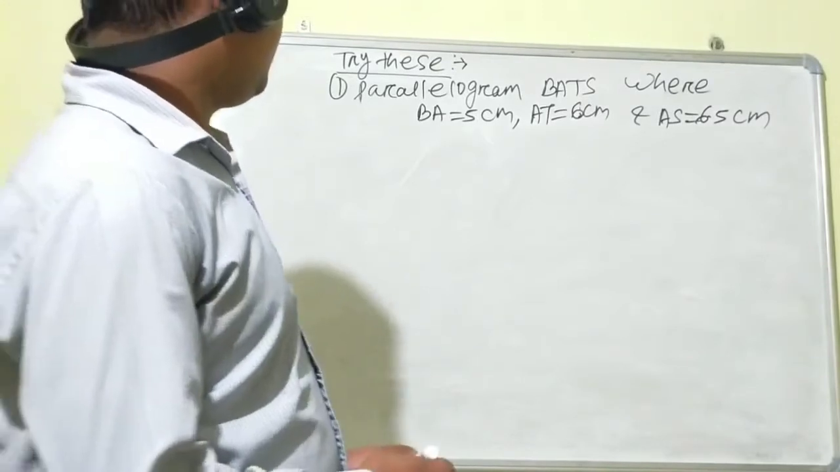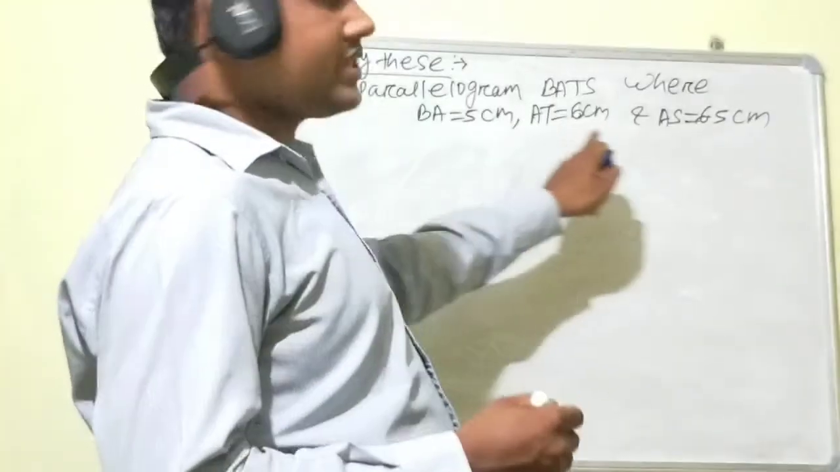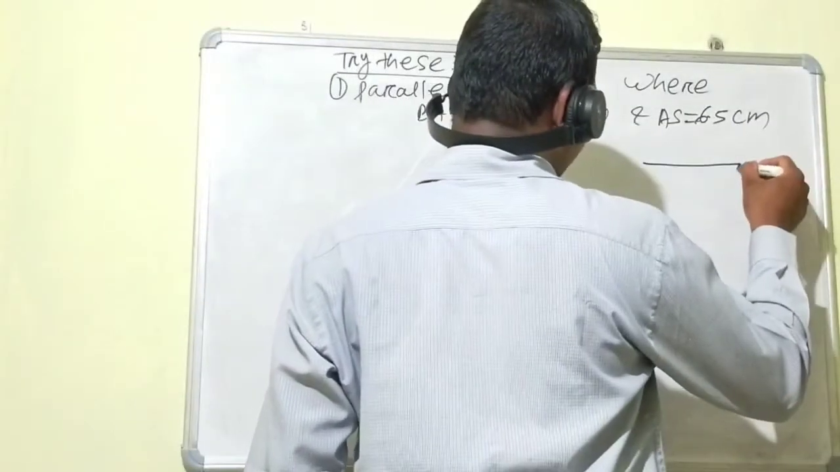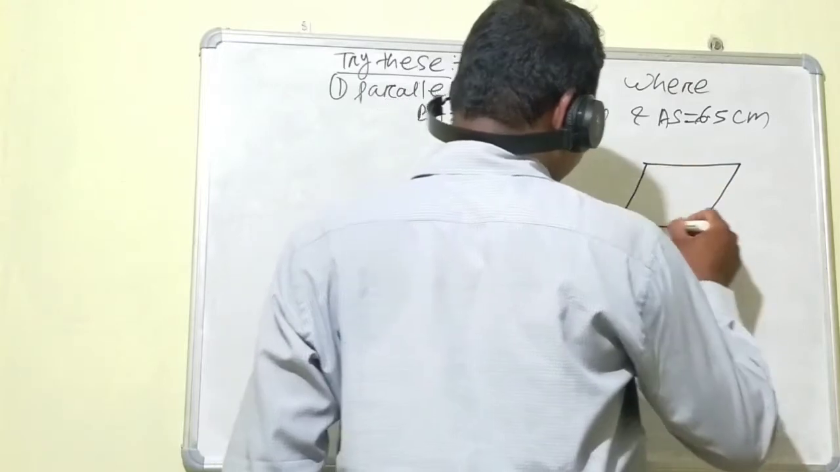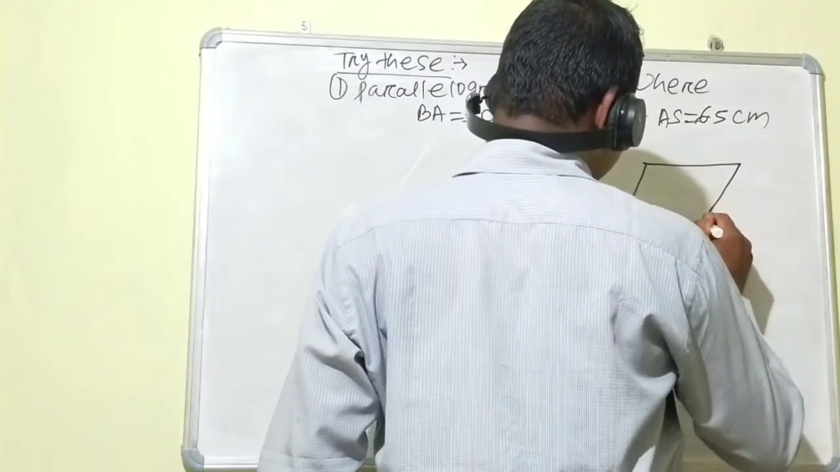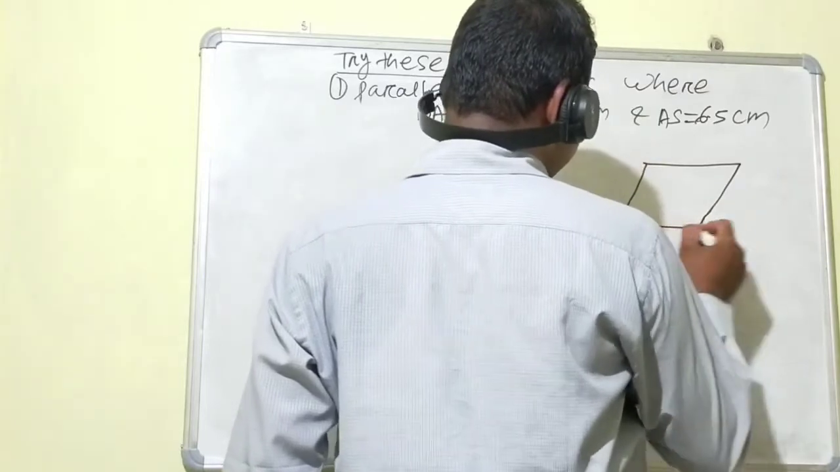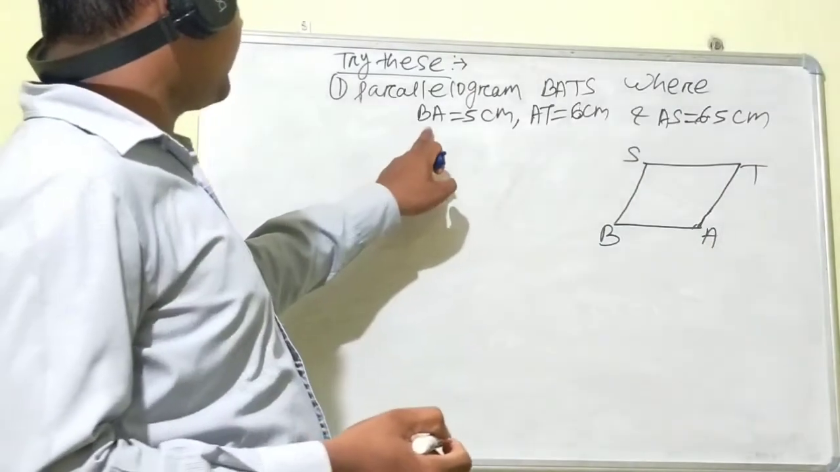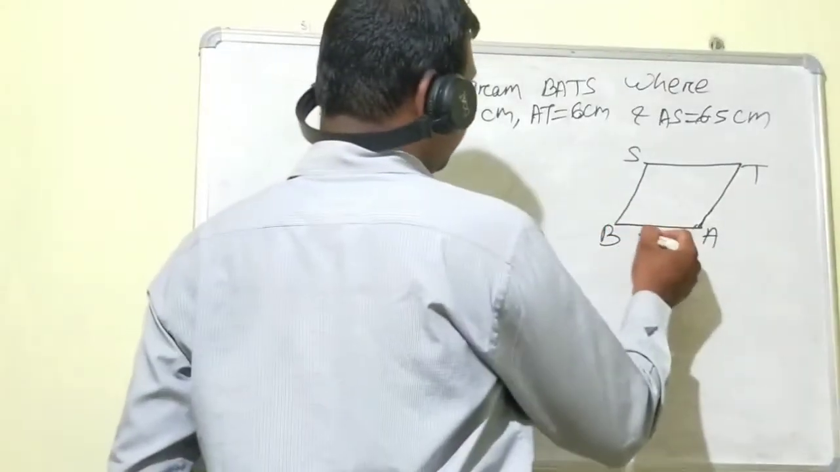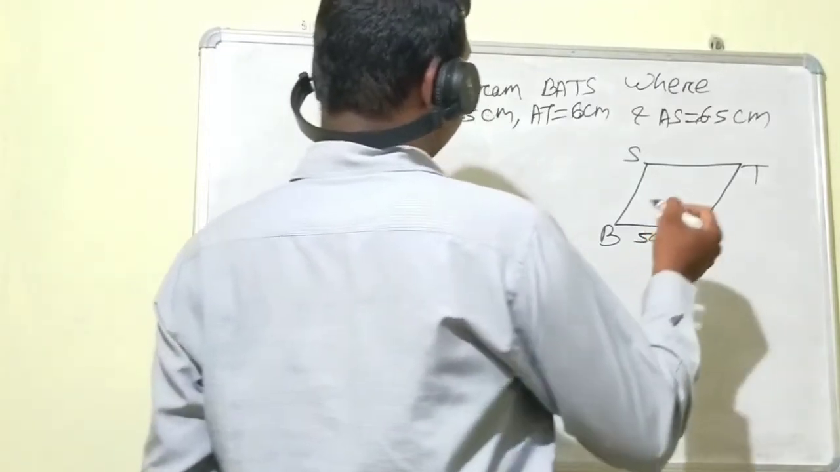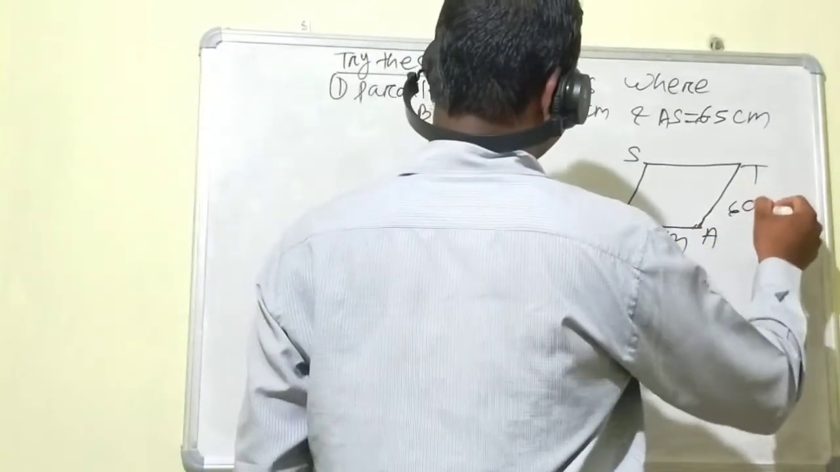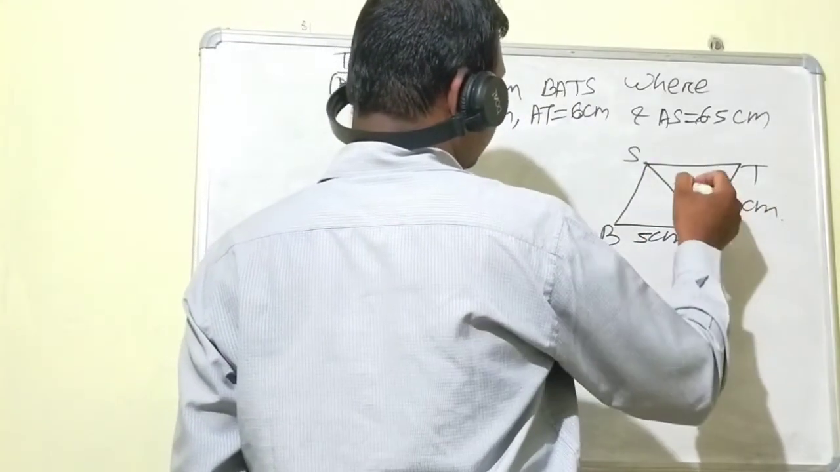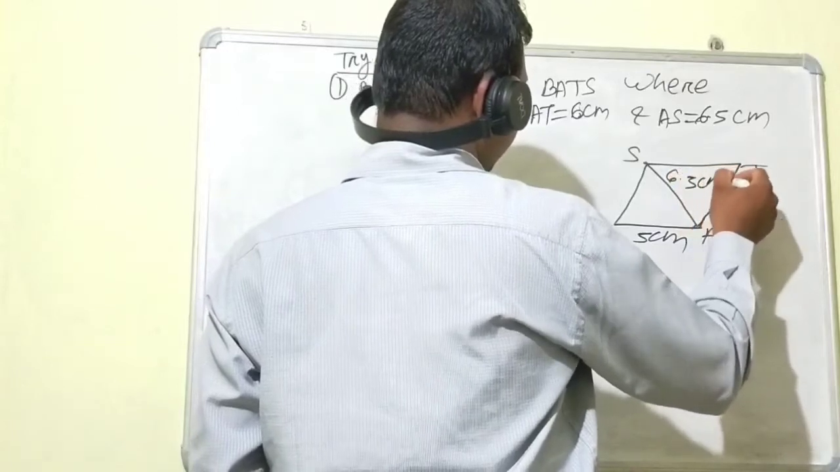So we know we have to first write down the given data. Second step is you have to write down the rough diagram of the parallelogram. Suppose this is the parallelogram BATS. Here, what data are given? BA is 5 centimeter, AT is 6 centimeter, and AS, one diagonal, is given, that is 6.5 centimeter.